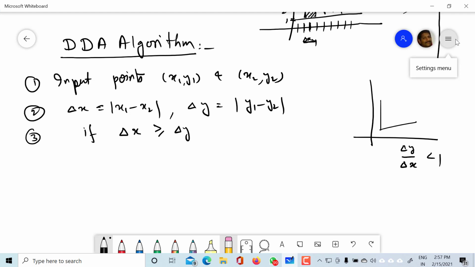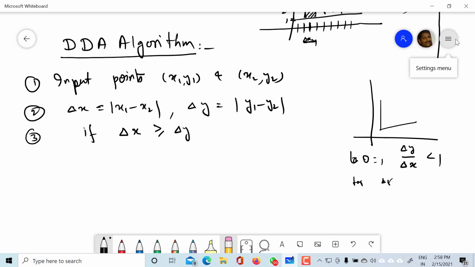So if delta y upon delta x value is less than 1, that means the inclination is toward the x axis. Very good. Because the value of tan theta is equal to 1 for 45 degree, and if its value is less than 1, that means the angle is less than 45 degree, that means inclination is toward the x axis.